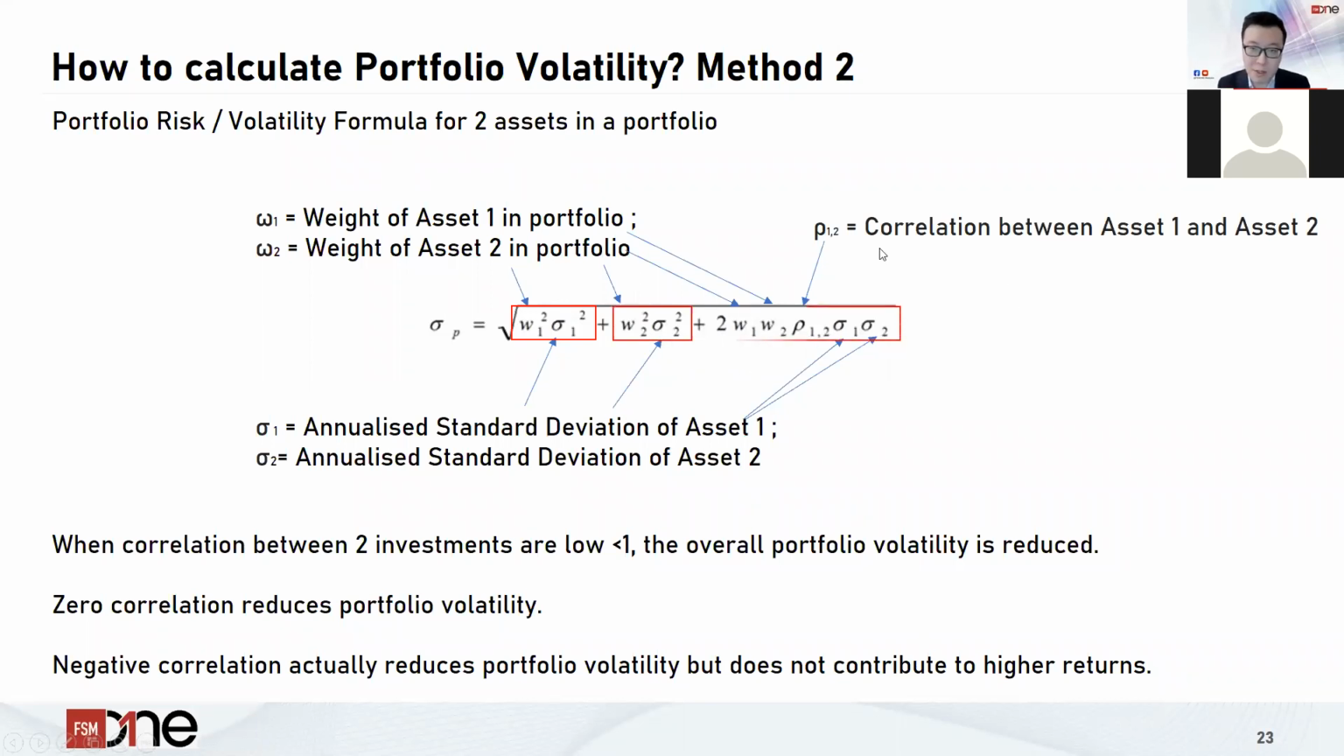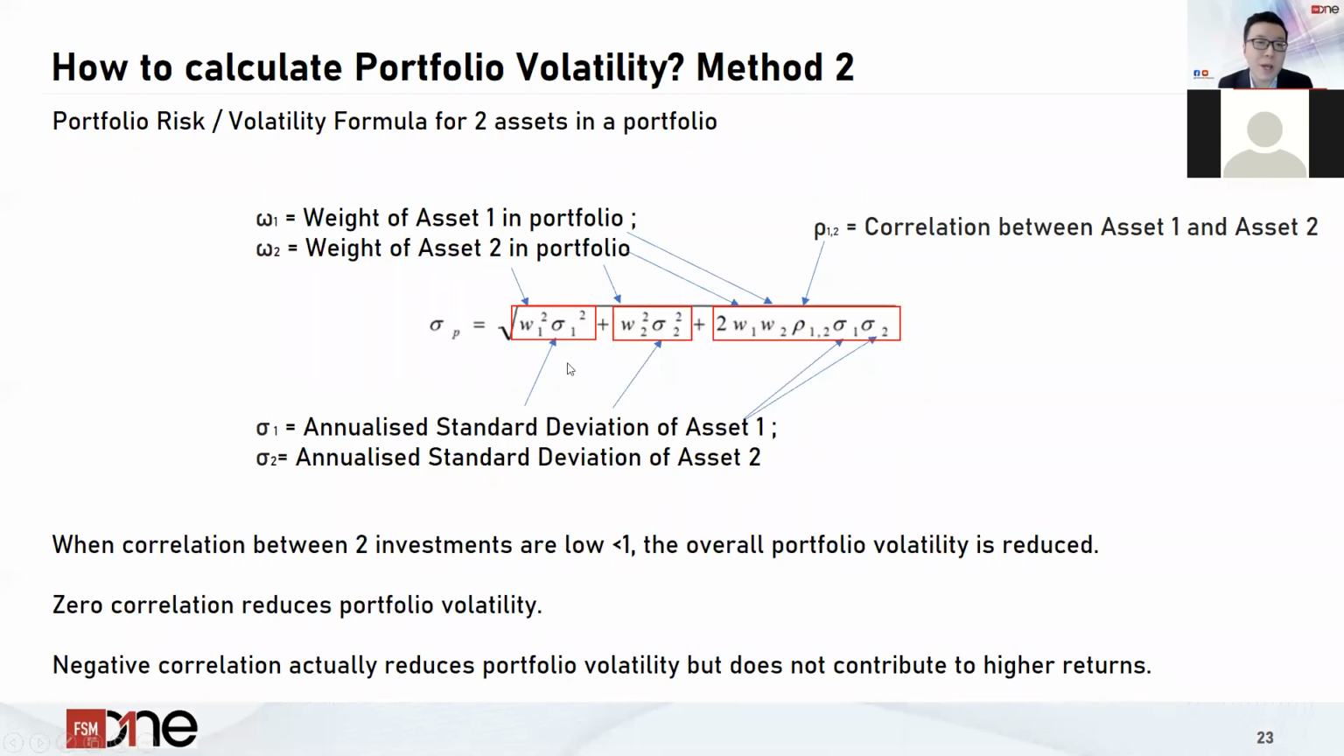And we have this part over here, plus 2 times weight 1, weight 2, times the correlation between asset 1 and 2. This is where the correlation coefficient that we mentioned in the past few slides comes in, and the standard deviation of the individual assets. So we have this part over here. I've got 3 parts in this formula. If you have 3 assets or 4 assets, then this formula will be much longer. But to simplify things, I just use 2 to illustrate this.